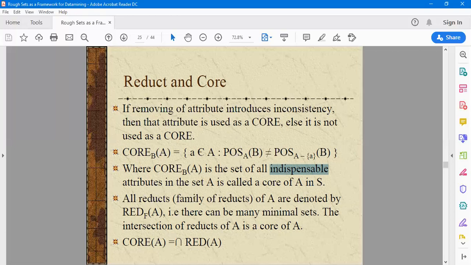All reducts of A are denoted by RED, that is, the family of A; there can be many minimal sets. The intersection of all reducts of A is the core of A. So you can use this method to calculate the core, but another method is that you calculate the reducts and then do the intersection of all the members of the reducts, and the set of members of that intersection will be nothing but the core.